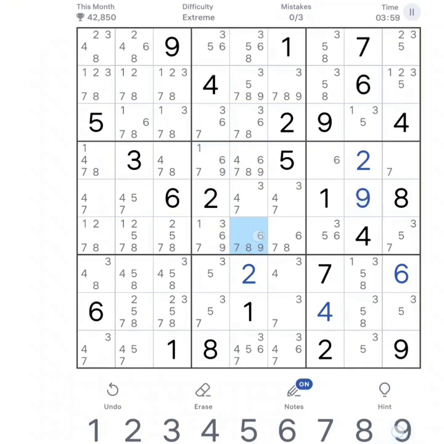We have it at the top and the bottom. 9 cannot go here or here, so we have it going here, here, and here. 9 cannot go here or here, so we have it going there. It cannot go at the bottom, so we have it going here, here, here, and here. All right, a little bit over 4 minutes to write down.